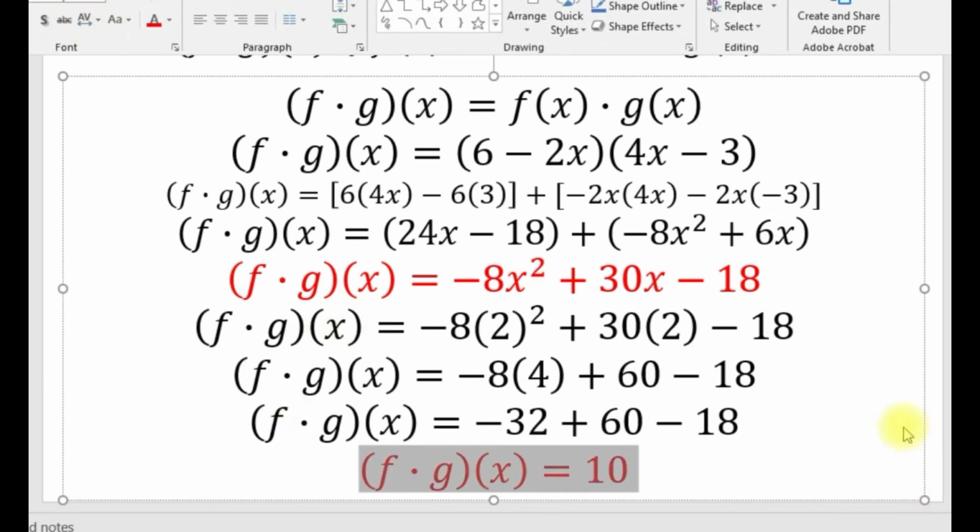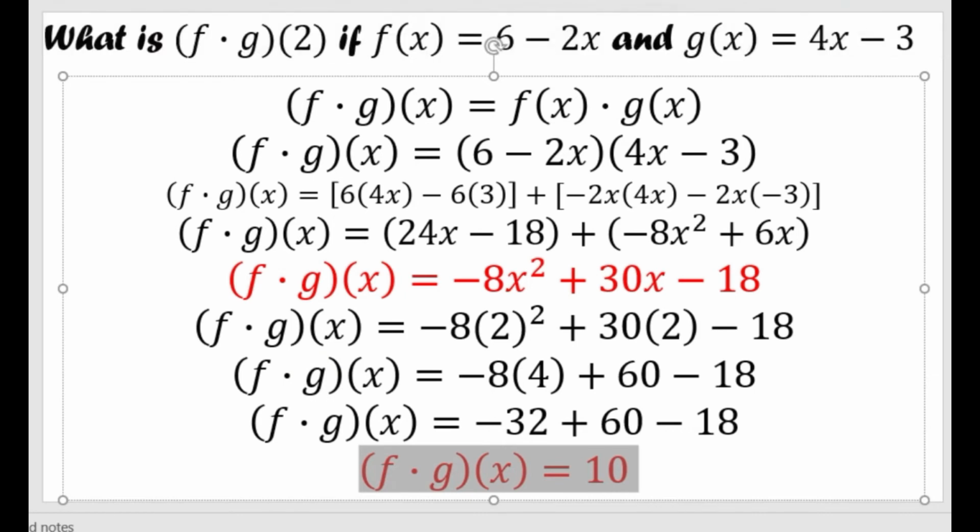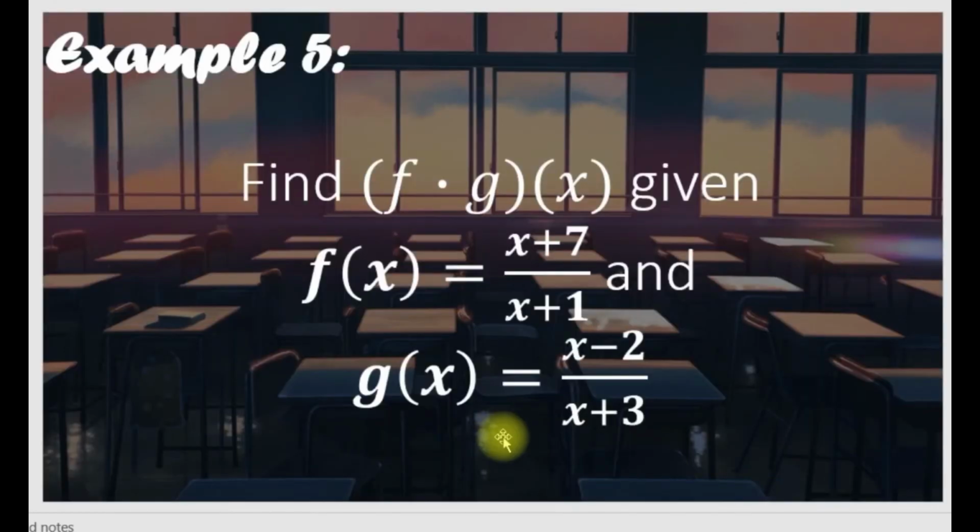Now, let's try to have some examples, this time involving some fractions. So our problem is find f of g of x given f of x is equal to x plus 7 over x plus 1 and g of x is equal to x minus 2 all over x plus 3.